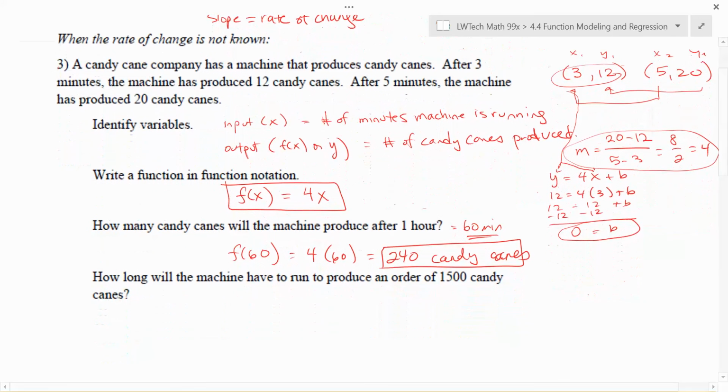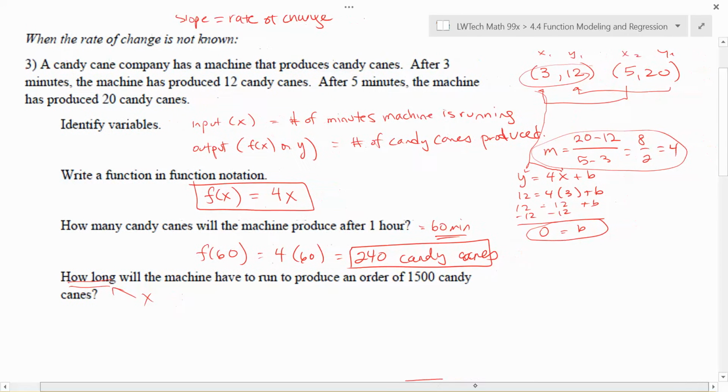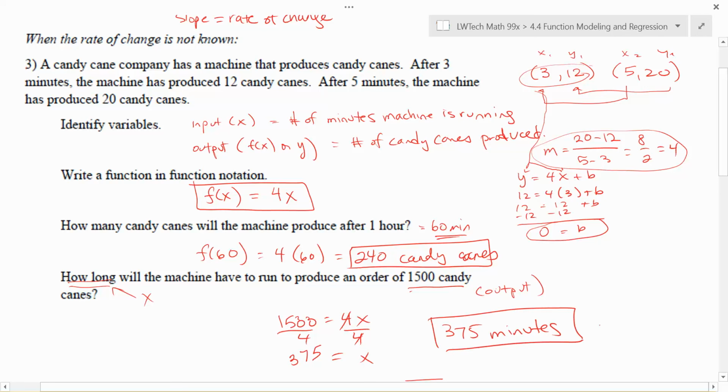And then our last example here: how long will the machine have to run to produce an order of 1,500 candy canes? Here we're looking for how long, which means x. That's our number of minutes or time. This is 1,500 candy canes. Here is our output. So we're going to put this 1,500 equal to 4x, and we need to solve for x. Just divide by 4 on each side. Let's see, 4 goes in 15 three times, and so on. So 375 equals x, which means it'll have to run for 375 minutes in order to produce the 1,500 candy canes.